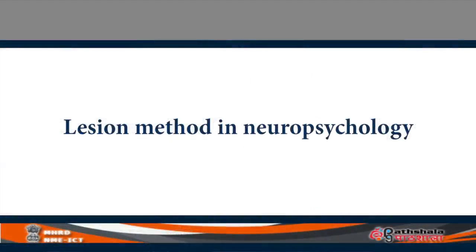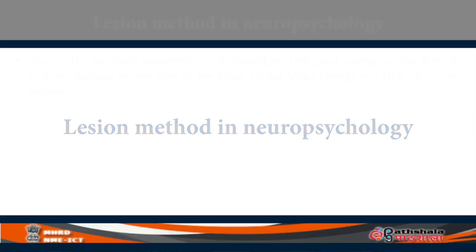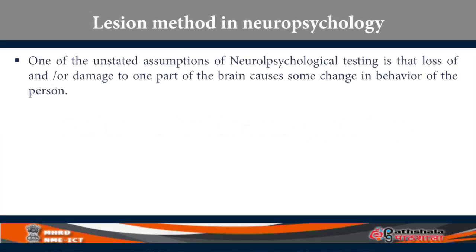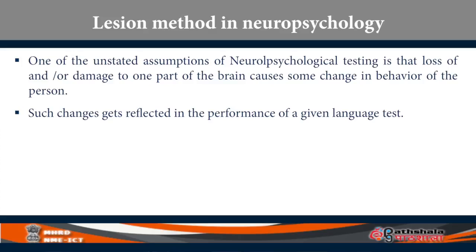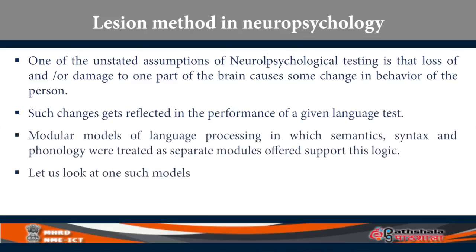But let's pay a little bit more attention to how neuropsychology made use of lesion method. Basically, neuropsychologists held that loss of or damage to one part of the brain causes some change or behavior in a person. Such changes are reflected in the performance of a given language test. So this way of thinking gave rise to development of what are known as modular models of language processing.